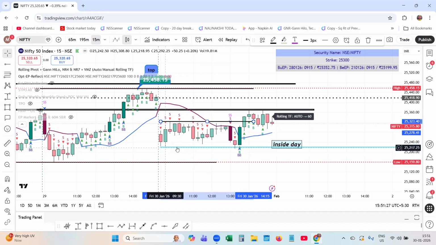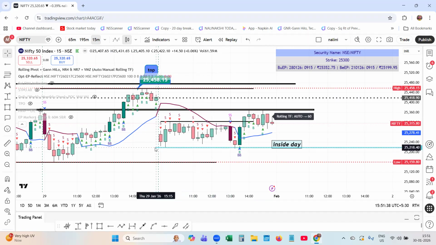What happened? It created a range, you can see the range here, from 9:15, and the market very briefly swept the low of this 9:30 candle. The low was 25,218 and 25,213. Most traders make the mistake of pressing the button thinking that it is a breakdown. They don't wait till the candle close, but the candle closed inside this.